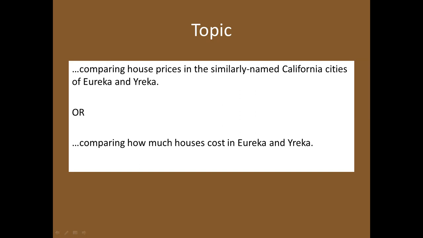For the third example, I wanted one that compared two groups, and that's what this one does. It compares house prices, or really average house prices, between two California cities with pretty similar names, Eureka and Yreka, which allegedly comes from the word bakery spelled backwards.